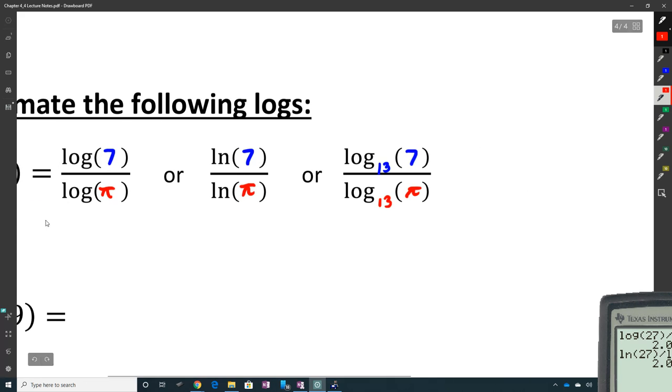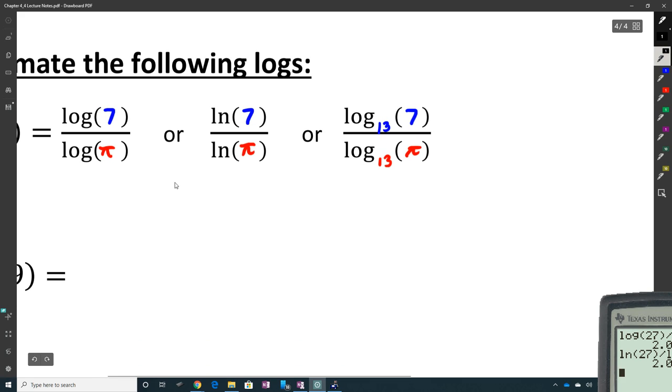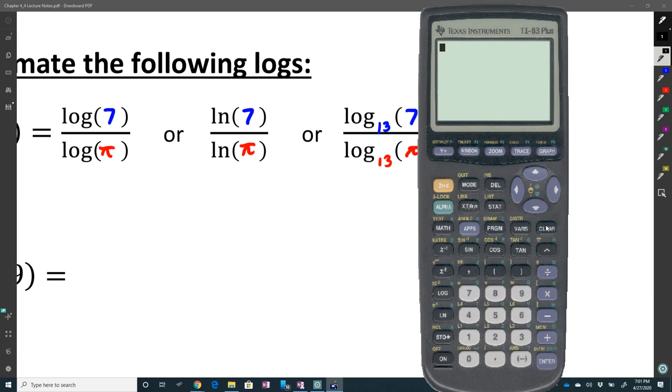Okay? So it doesn't matter what base you use. The reason why we stick to log and natural log is because these are the buttons in our calculator, and we're used to seeing them. But anyway, we can type it into our calculator. No matter which one you do, the answer is going to be the same. So let's say we do ln of 7 divided by ln of pi, and the pi button is second caret.